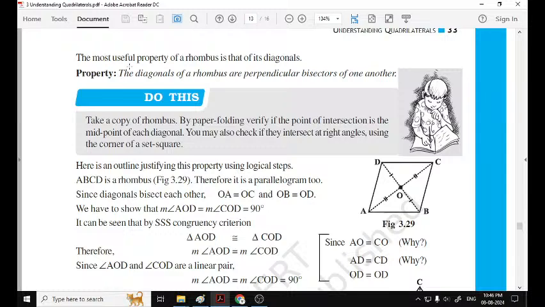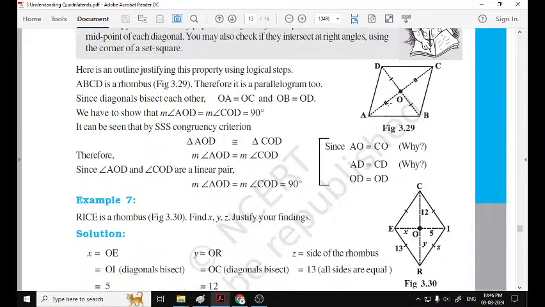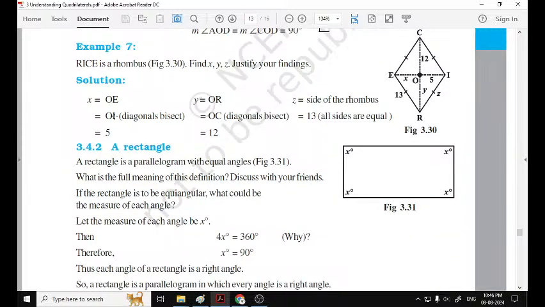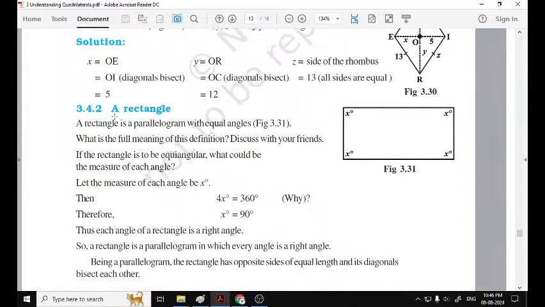First property of rhombus is diagonals of rhombus are perpendicular bisectors of each other. As it is a parallelogram, diagonals bisect each other, but the special property is they are perpendicular to each other. Next one is a rectangle.